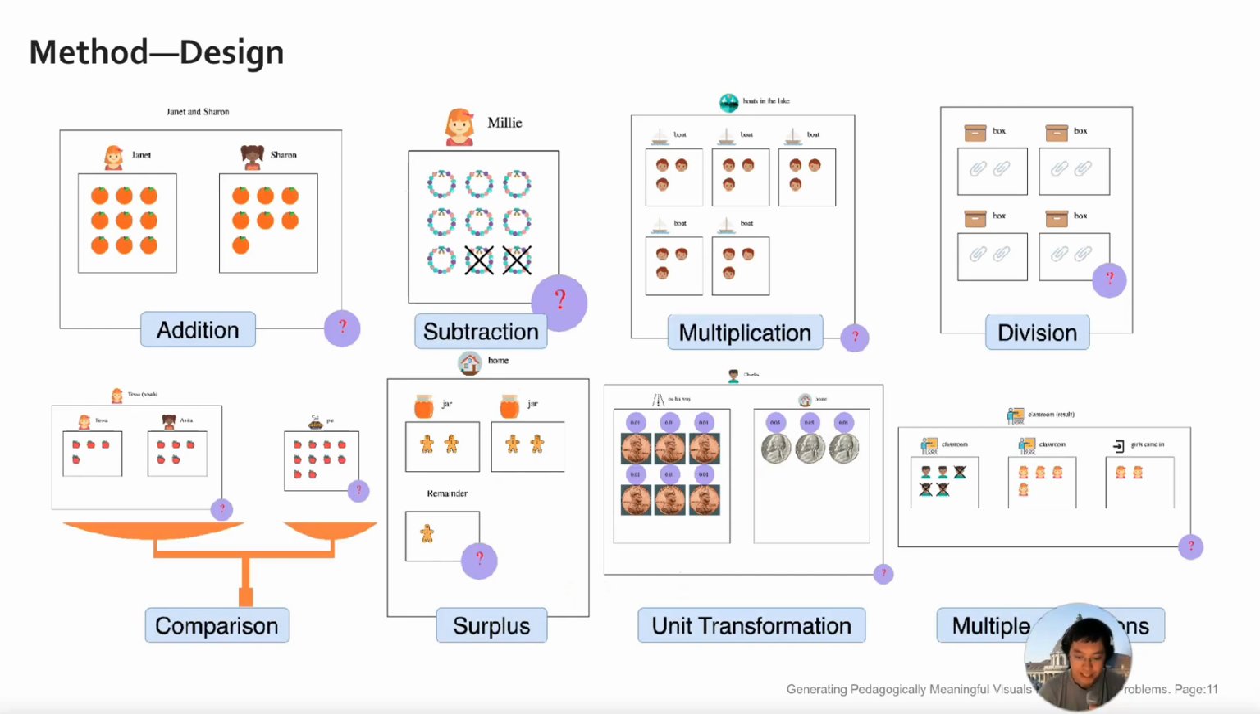Here, we present the example intuitive design of different operations. For instance, in subtraction, we cross the object that has been subtracted. In unit transformation, we use a purple bubble to indicate the value after unit transformation for each object.